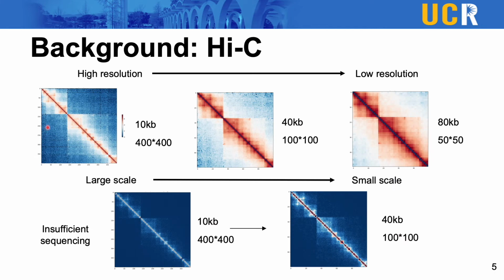Here is an example. The top left one is the high-resolution sufficiently sequenced Hi-C matrix. The three Hi-C matrices from left to right are from the same input. The bin size is increasing and the resolution decreasing. Meanwhile, the size of the matrices shrinks too. The left one is 400 by 400, and the right one is 50 by 50 at 80 kilobase resolution. The insufficiently sequenced Hi-C matrices are sparser and noisy. The values in the matrix are much smaller than in high-resolution Hi-C matrices. We can simulate the insufficiently sequenced Hi-C matrix by downsampling rates.